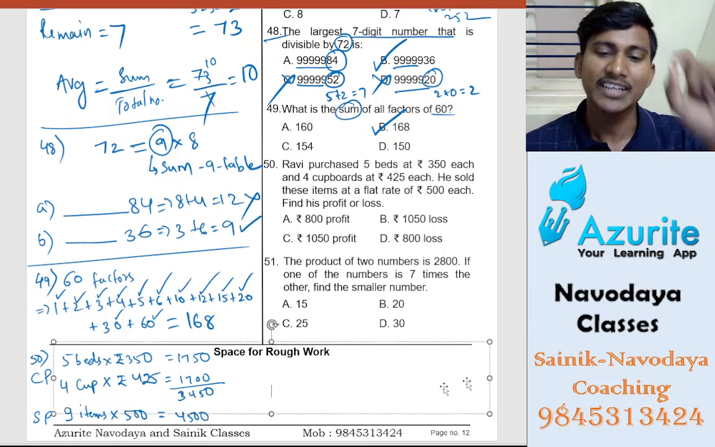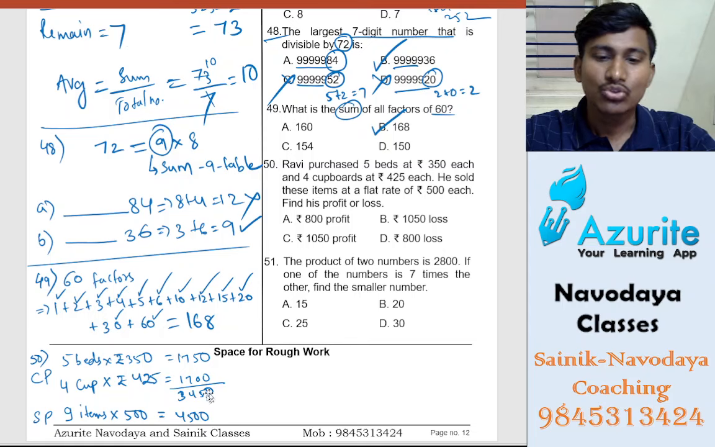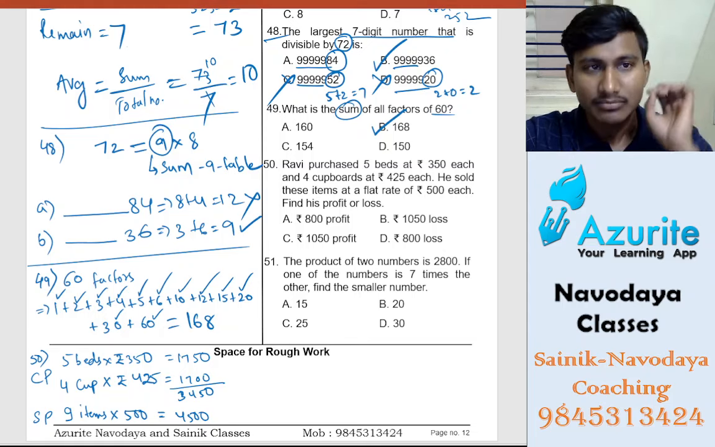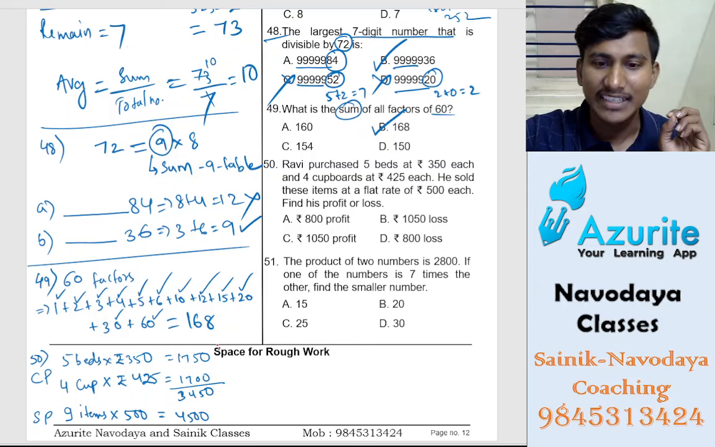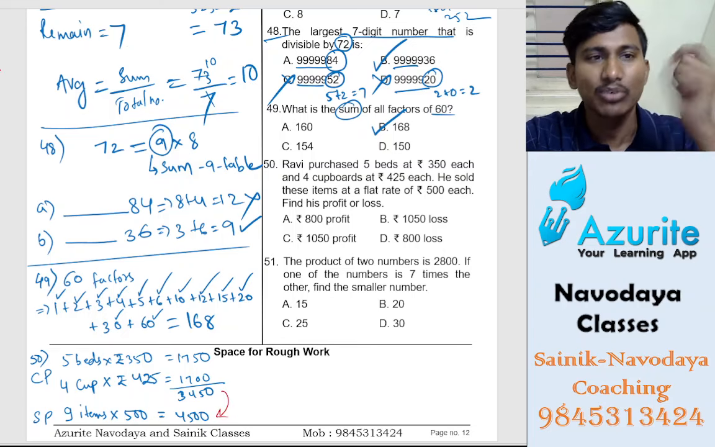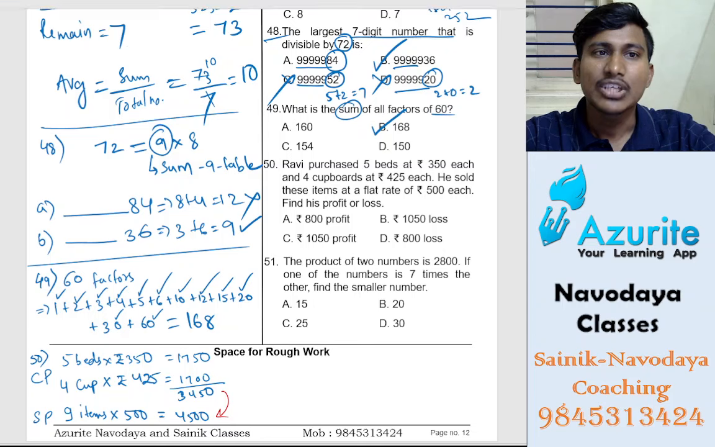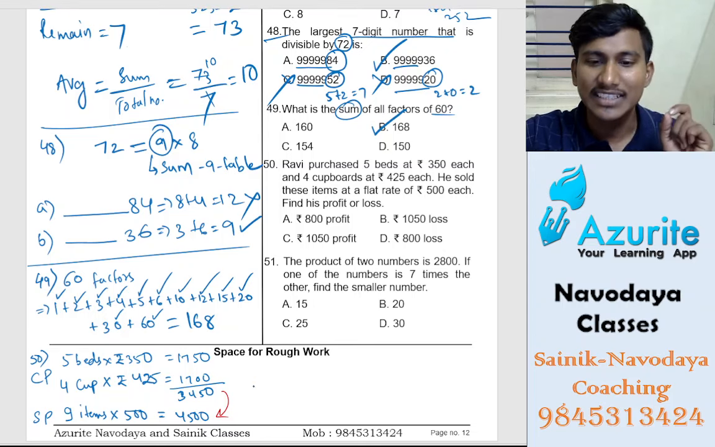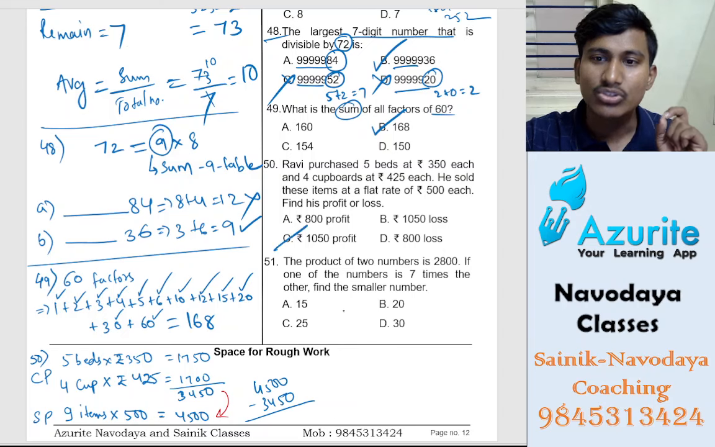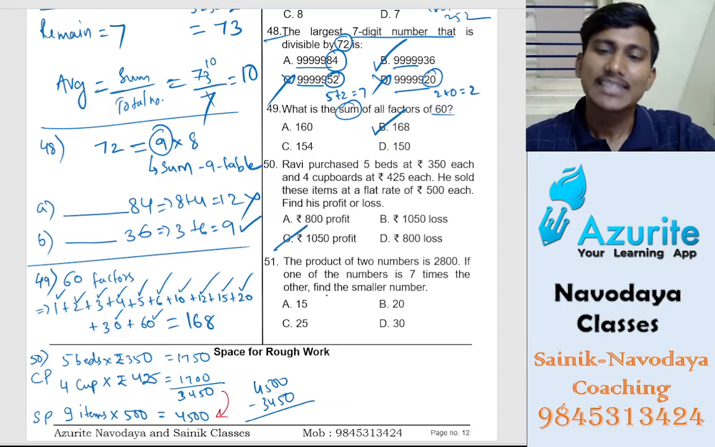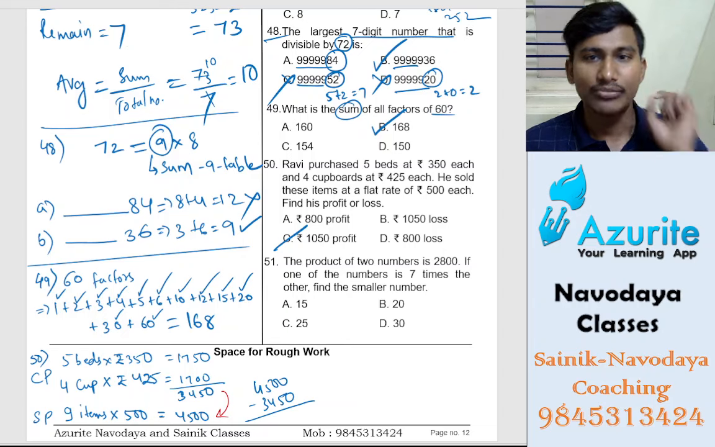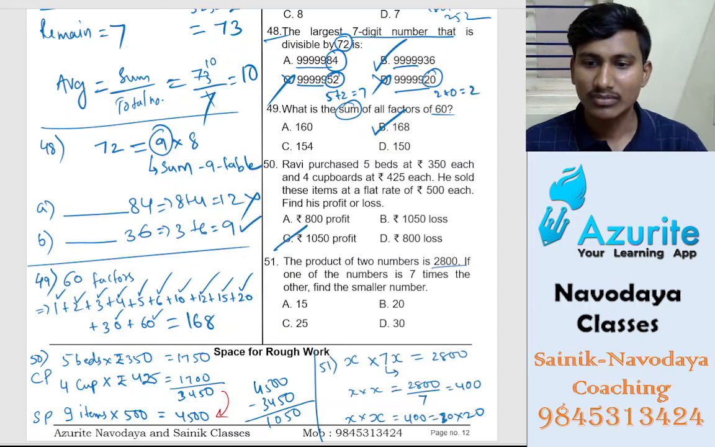He took at 3450 and sold at how much? He sold at 4500. That is the profit. So if you subtract, 4500 minus 3450, you will get the answer 1050, option C here. Okay, that is the profit. Understand? Okay, so next question is there.